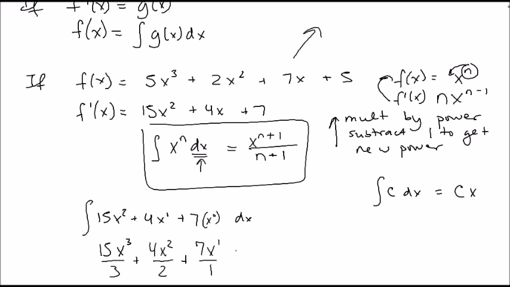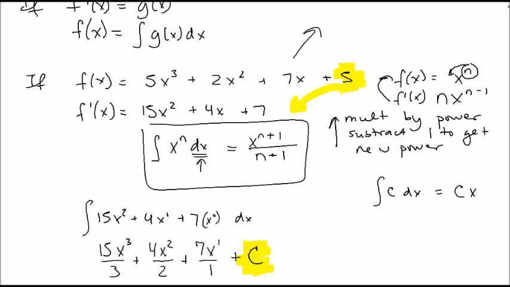Now, it's also important that we put a plus c here, because no matter what this constant here was, this 5, it would always derive to 0. So we would never have that there. So in theory here, this c can be any constant.